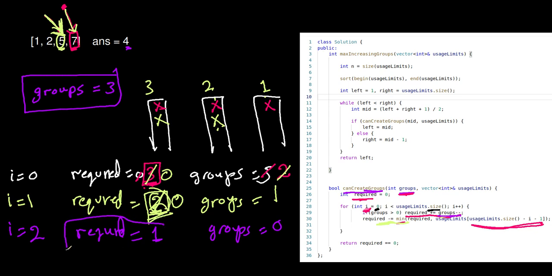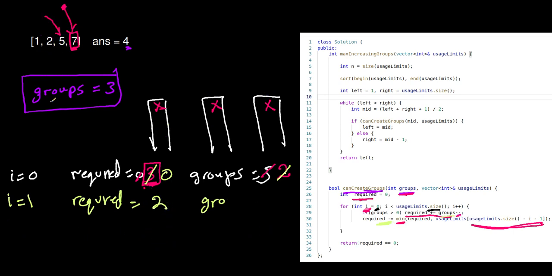And this means for this iteration we need 1 element, and here we have 2, so we only take the minimum of 1 and 2. In this case it's 1, and we put it in the last group, and required minus equal min of required and this value. In this case it's 1, so it's 0, and at the end we return true if this required is 0. In this case it's 0, and that means we can create 3 groups.